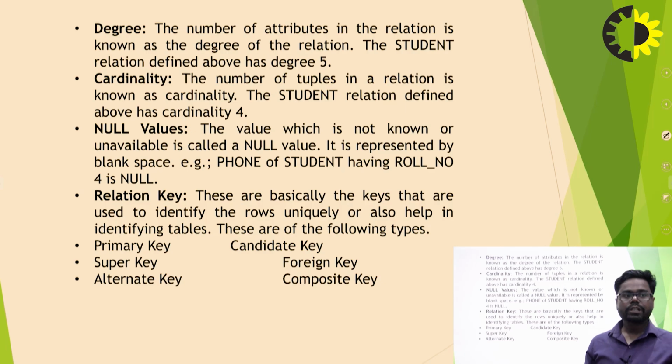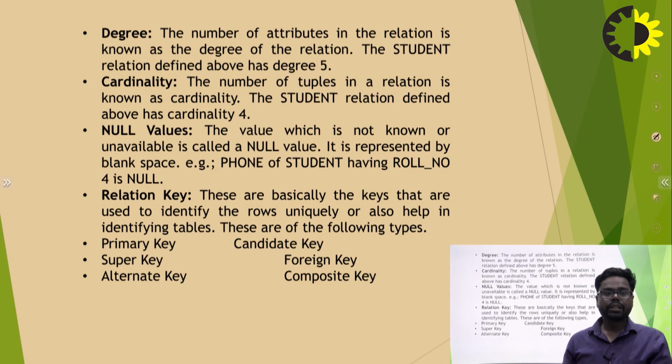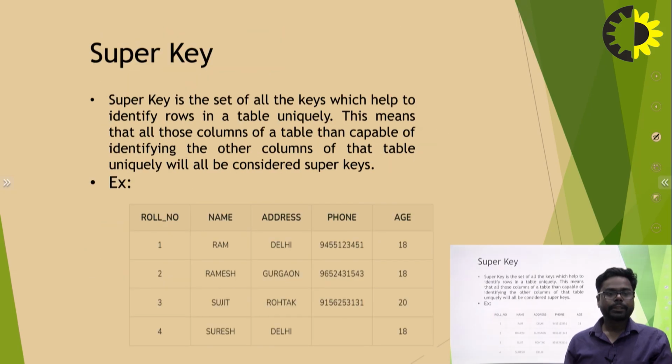Relation keys. These are basic keys that are used to identify the rows uniquely, and they also help in identifying the table. These are the following types: primary key, candidate key, super key, foreign key, alternate key and composite key. Next, first is the super key. A super key is the set of all the keys which helps to identify a row in a table uniquely.